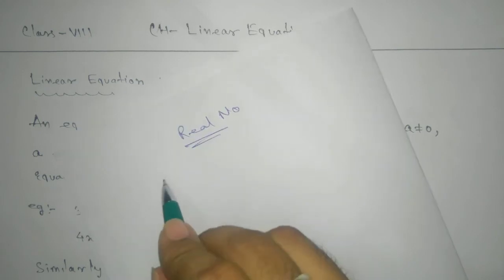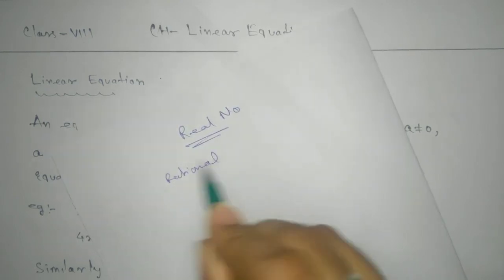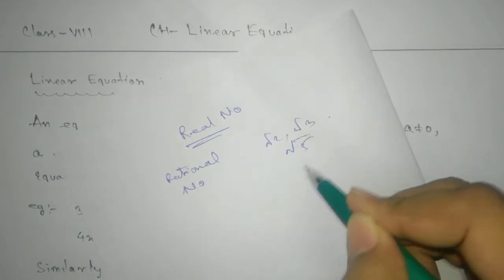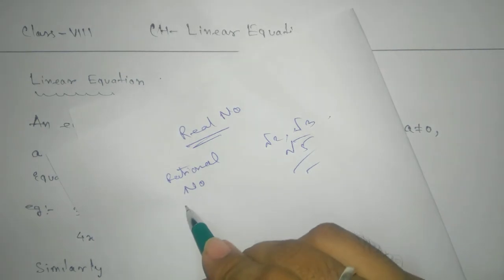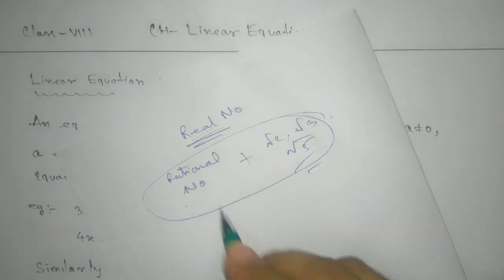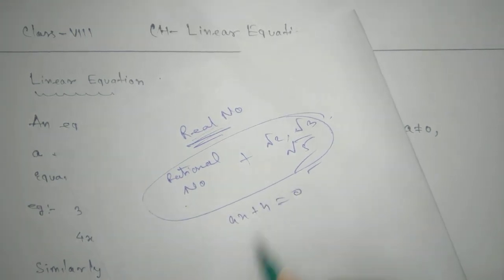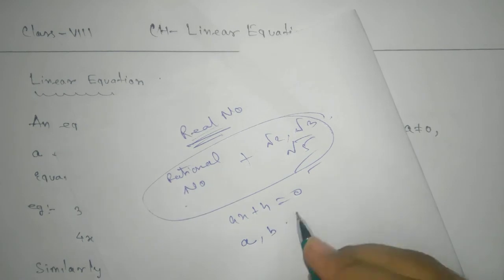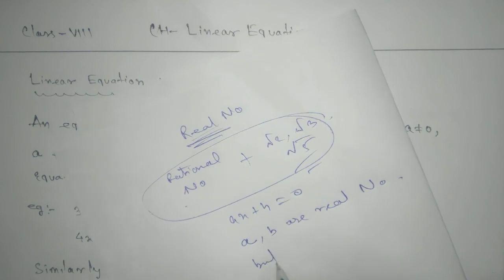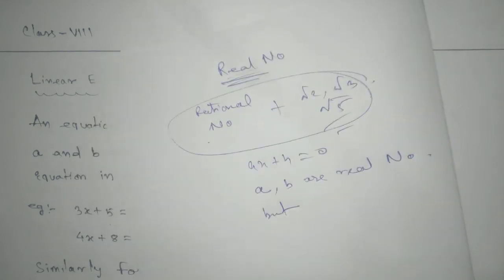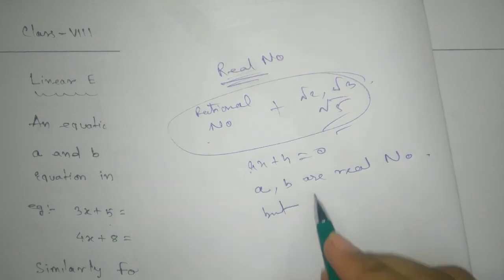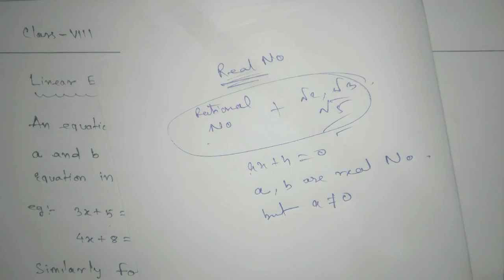I think you have seen rational numbers. And this type of number you have seen. These are irrational numbers. These are rational numbers. Combine this type with whole numbers, and this will give you real numbers. That means in ax plus b equals 0, a and b are real numbers, that means any value. But one condition has been given, because 0 is also a real number. So they have given the condition that the coefficient of x, that means a, should not be equal to 0.